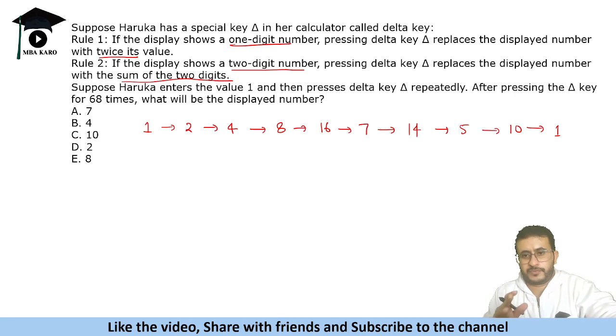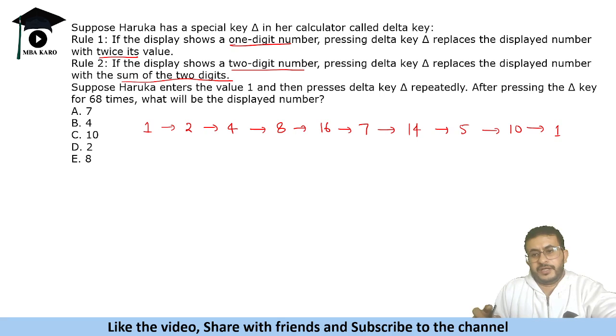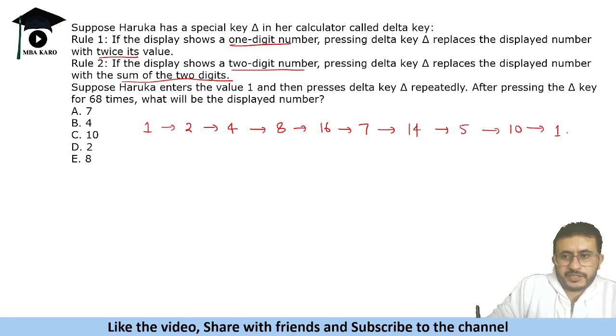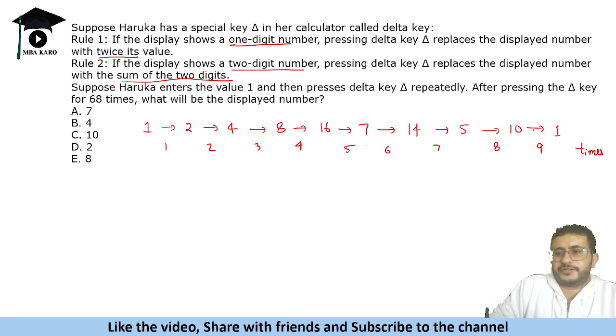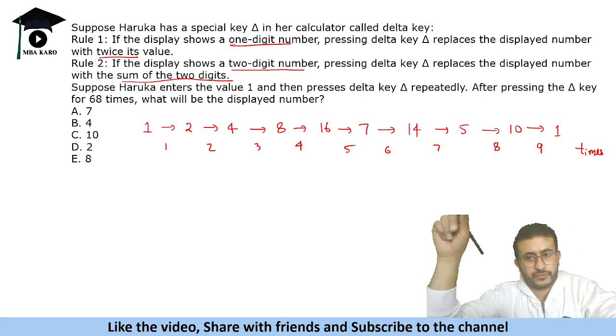Okay, so now if you press 1, 1 will show 2, 2 will show 4 and so on. Now let us find out the cyclicity, how many times you need to press. So 1, 2, 3, 4, 5, 6, 7, 8, 9. So when you press 9 times, it returns to 1. So whenever there is a multiple of 9, it will return to 1.